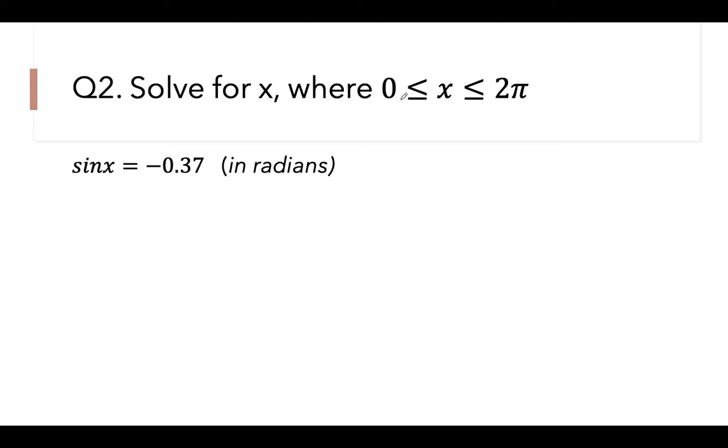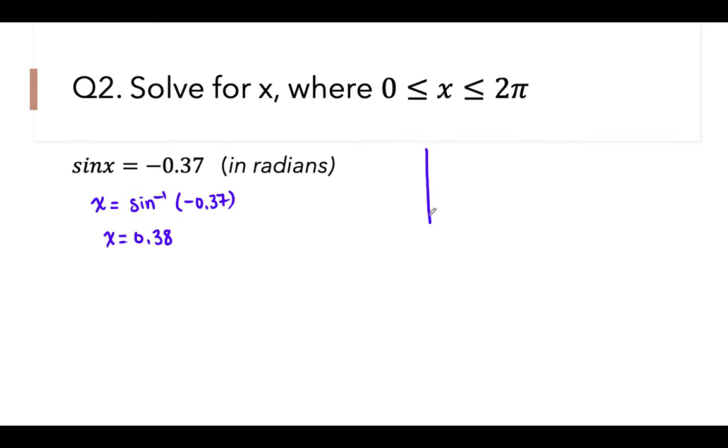Question 2. Again, the restriction, the domain, is the same. This time, we are given sine x is equal to negative 0.37, in radians. So it's not really exact, it's a decimal, so I would recommend that you use a calculator. x is equal to sine inverse of negative 0.37, and you're going to get x is equal to negative 0.38 in radians.